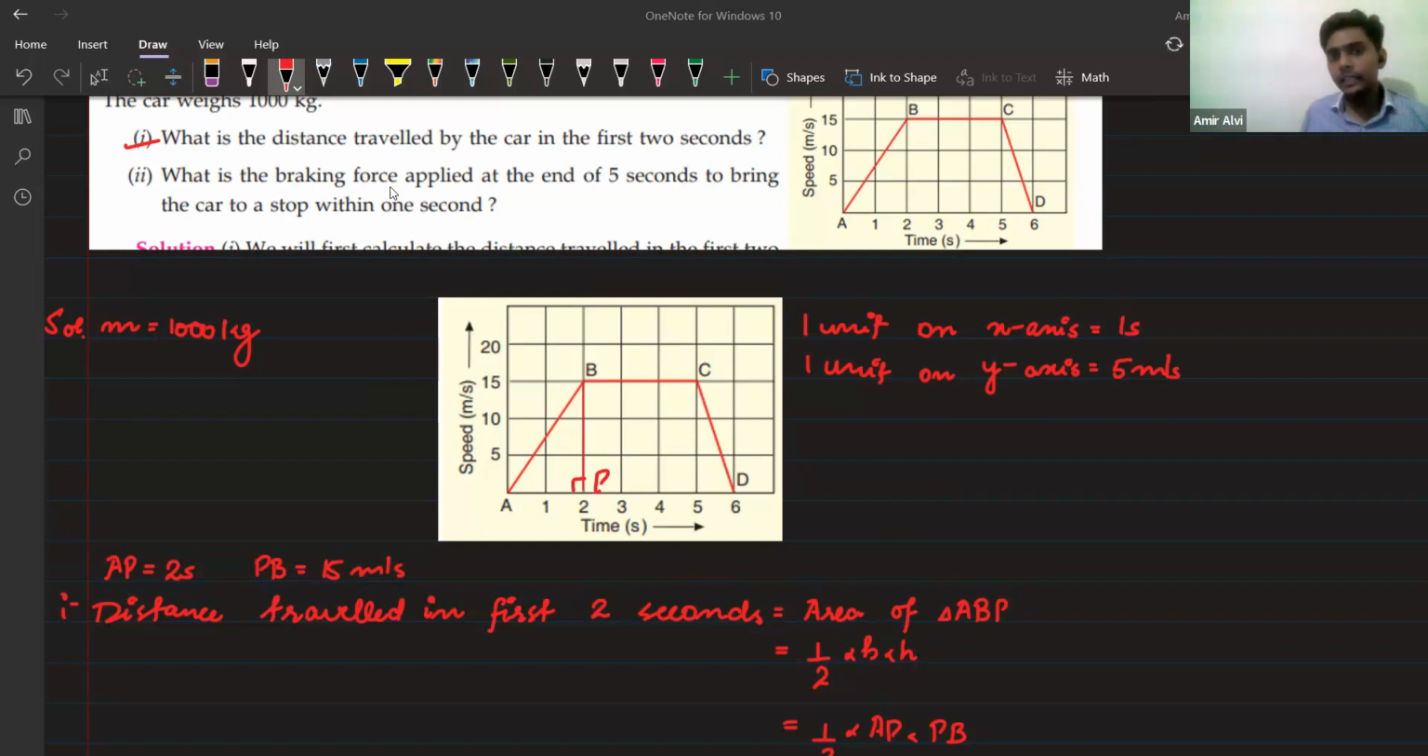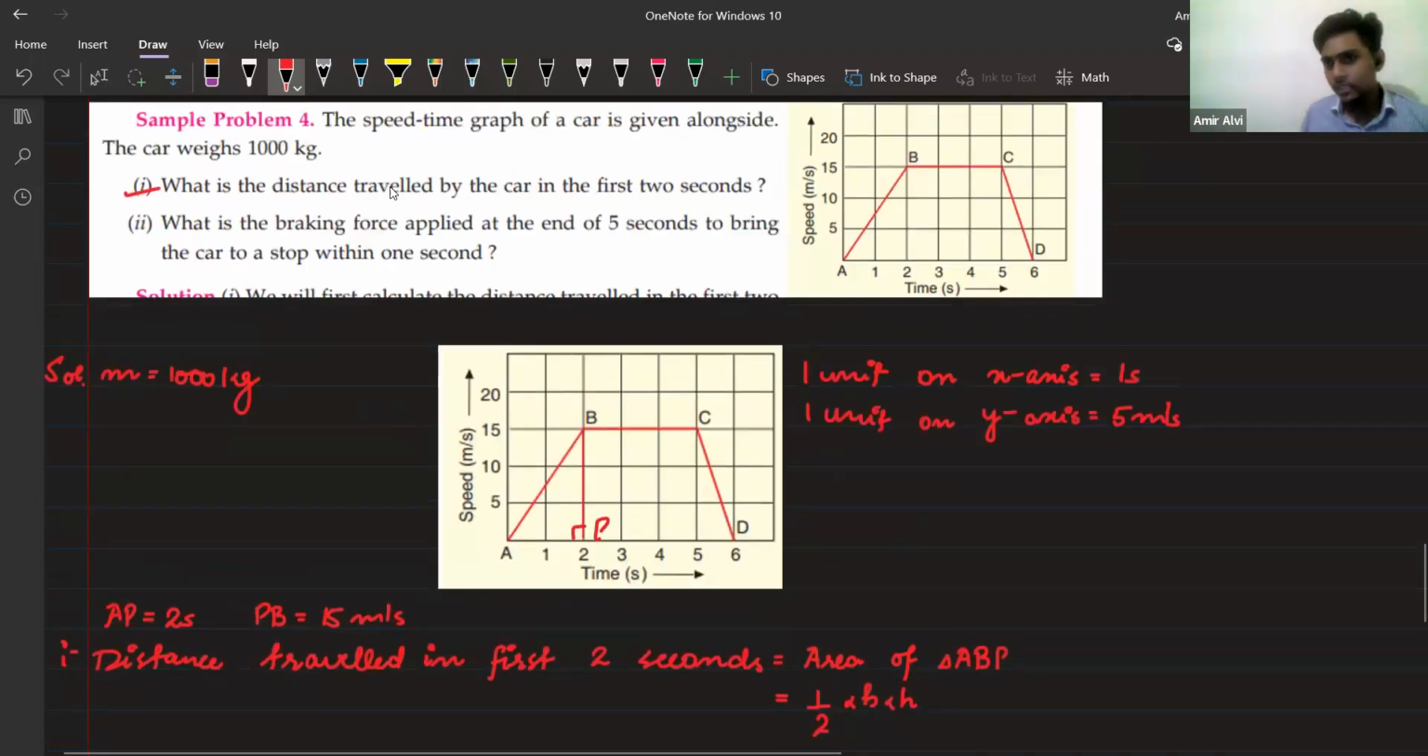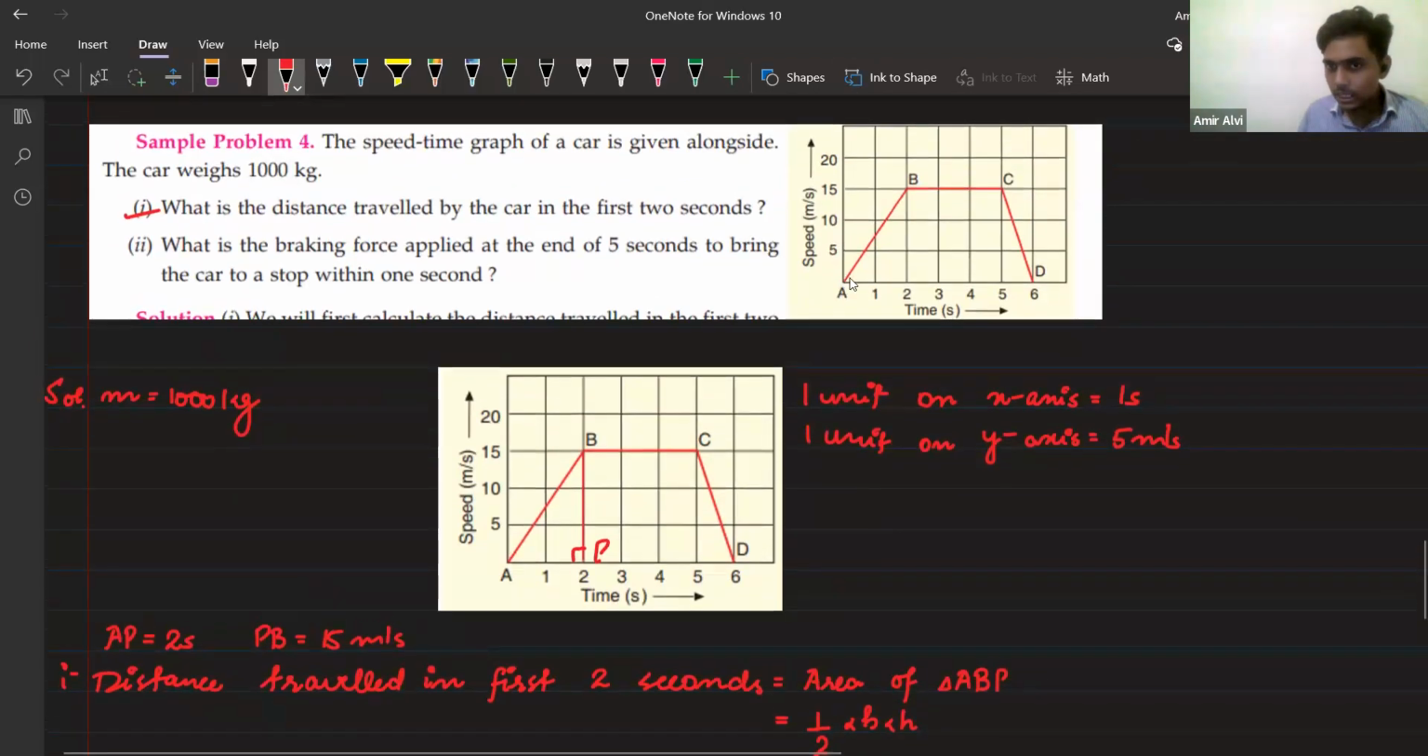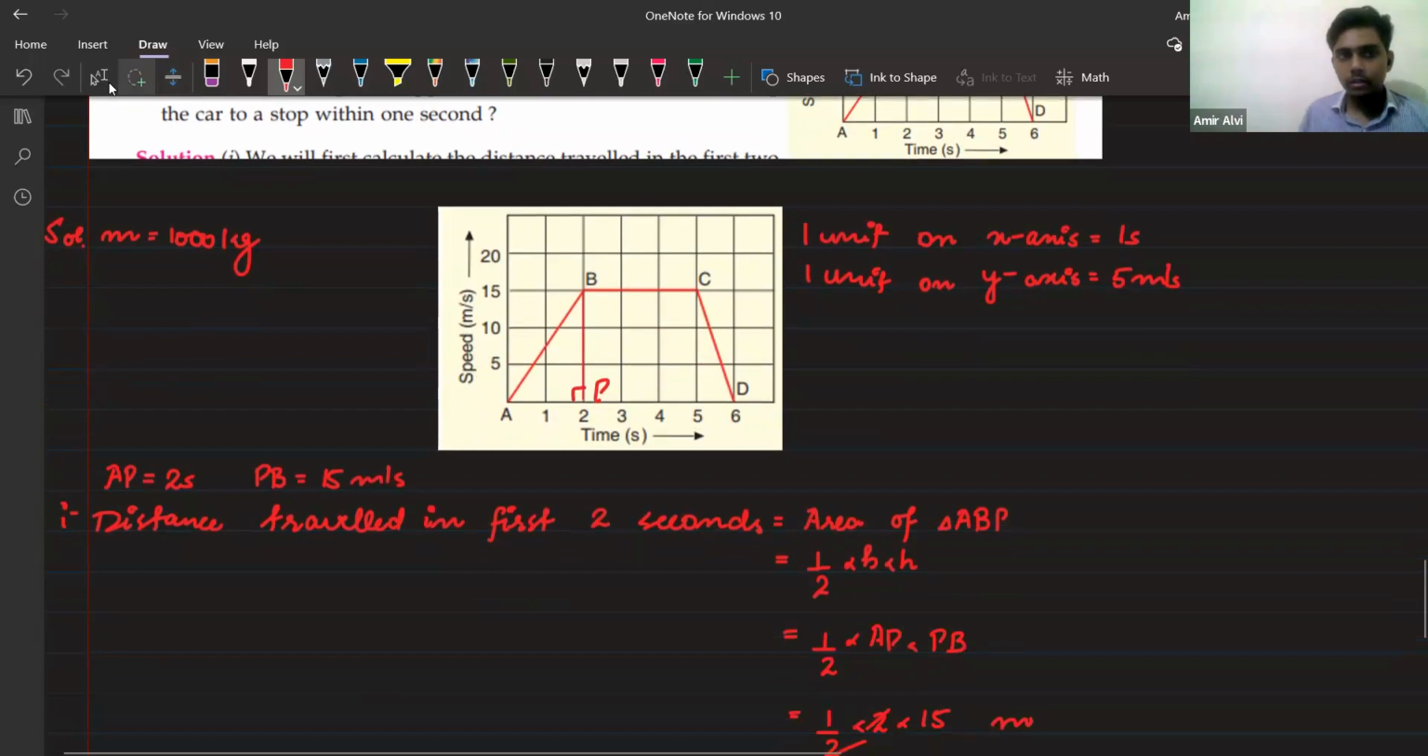So first of all, we need the acceleration. To find the force, we need acceleration. As you can see, this is a speed time graph. So the slope of this graph will give you what? Acceleration. Speed by time is acceleration, everyone. Do you remember? Yes, sir. Okay. So this would be the slope, because you can see B to C, the slope is 0. It means that the car has constant velocity. So there will not be any acceleration.